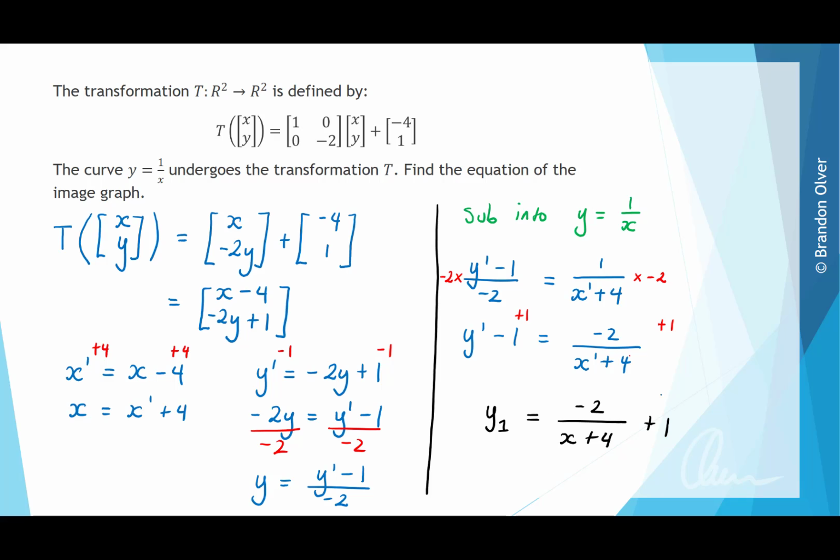And at this point we can leave off the dashes, and we put y subscript 1 here to indicate that it is a different equation to the original equation given. So that is the equation of the image graph under the transformation T.